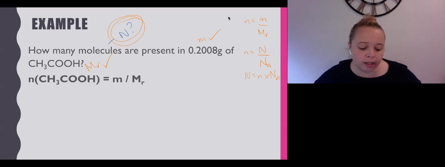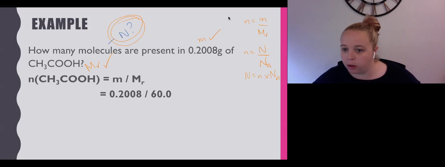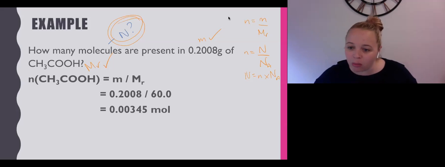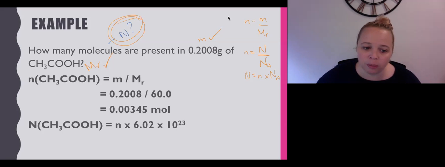So what this looks like is we need to find our mole first. Mass from the question, 0.2008 divided by 60, which is the Mr of CH3COOH. And we end up with this mole. So it's not good enough to leave it there because we don't want to know mole. We want to know the number of molecules that are present.